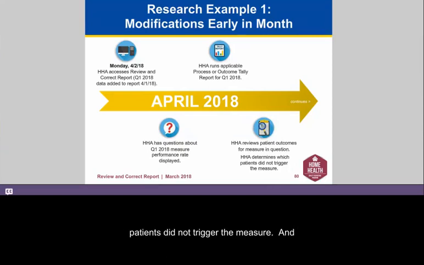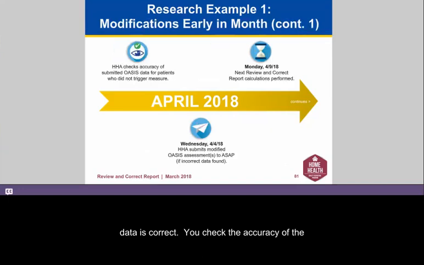You can identify which patients did not trigger the measure, and now you can look into the charts to see if this data is correct. You check the accuracy of the submitted OASIS data for those specific patients who did not trigger the measure. Was that in fact the correct answer?